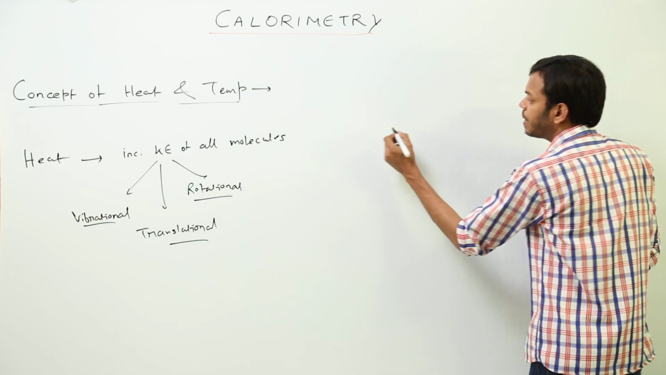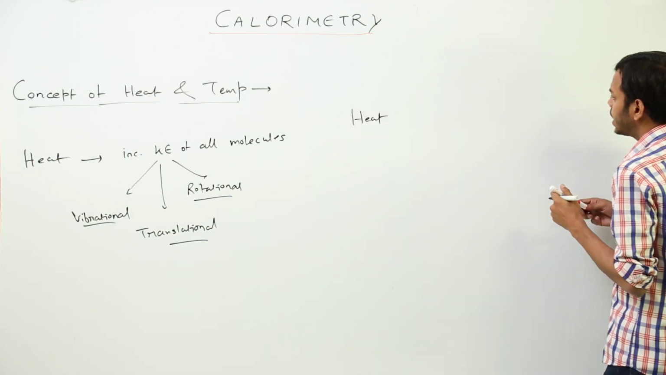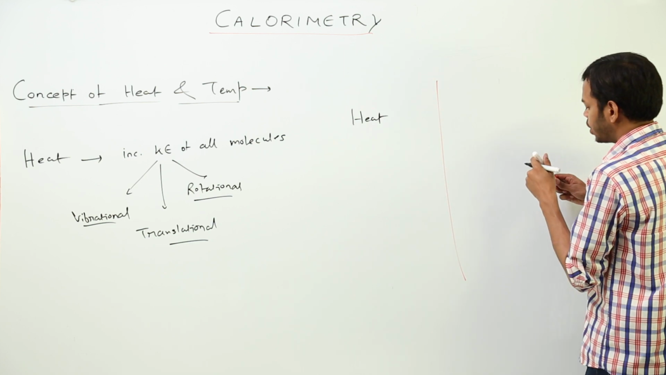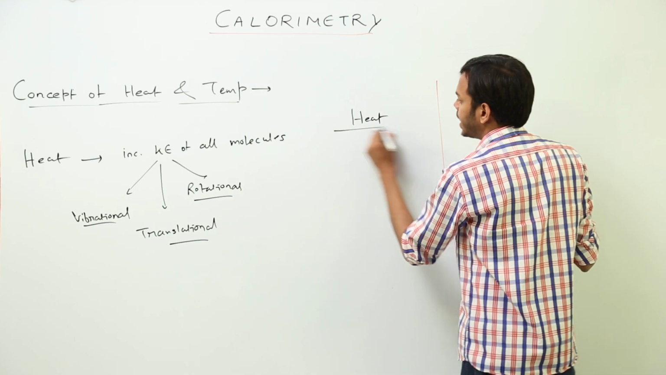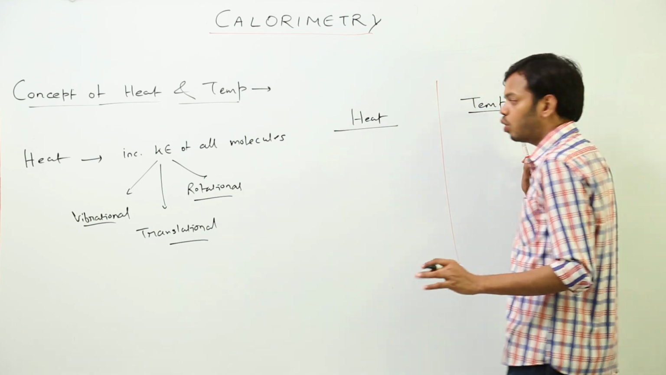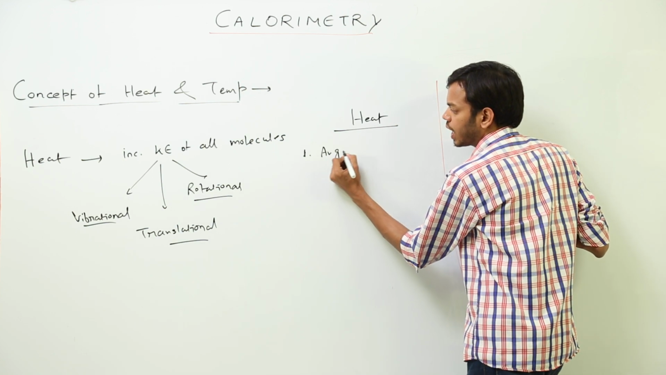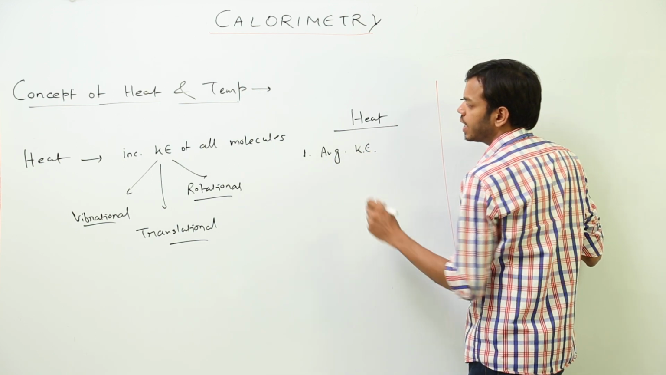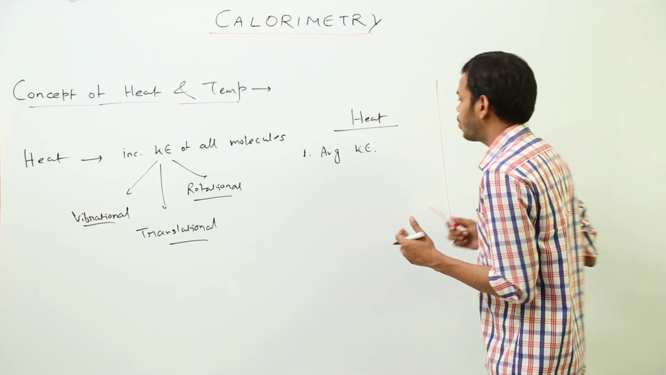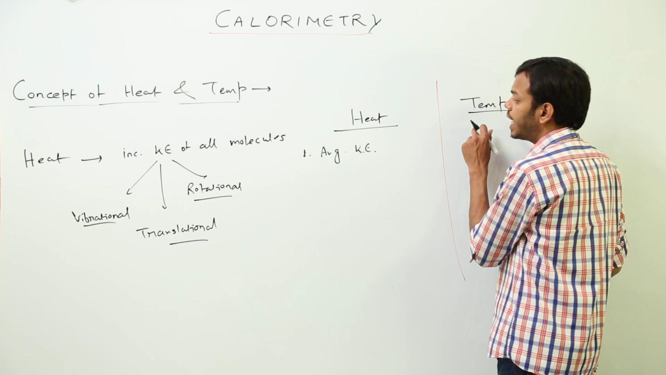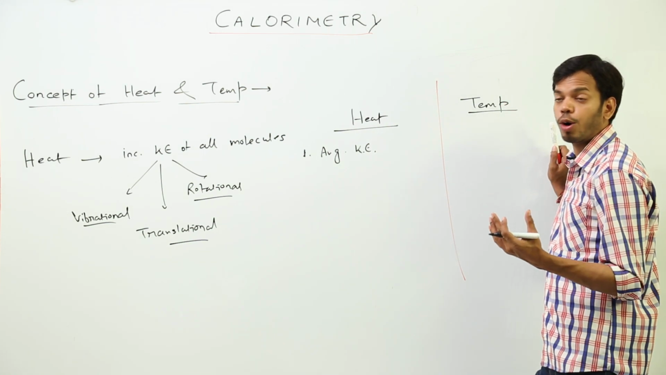Let's summarize. Here I'll be writing points for heat, and here I'll be writing points for temperature. Heat is a form of energy, we know, but the point would be it is average kinetic energy. Write down the complete sentence: heat is the average kinetic energy of all the atoms and molecules of a body. Whereas temperature is the degree of hotness or coldness of a body.